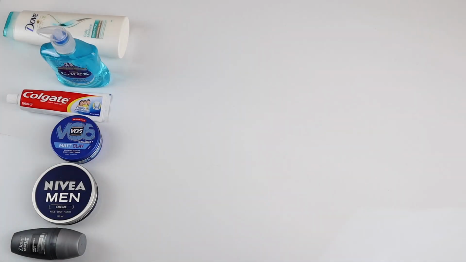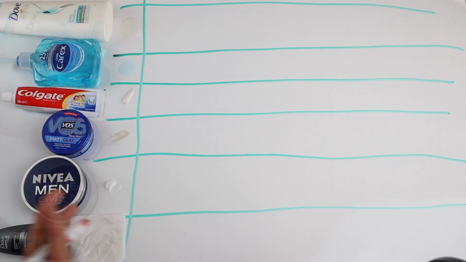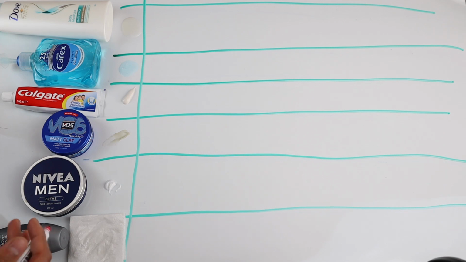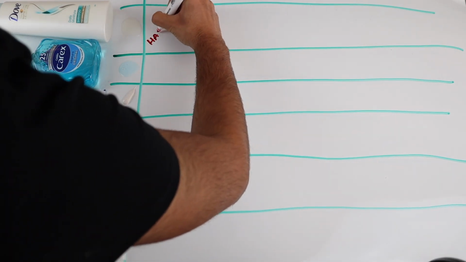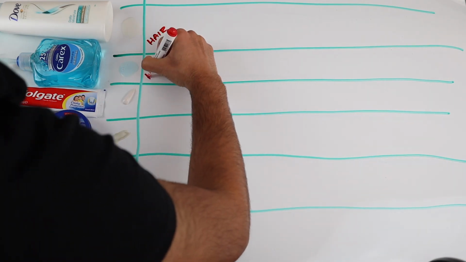So let's have a look at these products and talk about how a safety assessment might be done for each of these. First off, it's quite easy to find out where these products are applied in the human body. So for a shampoo, it's obviously usually going to be applied to your hair. A hand wash is usually going to be used on the hands.